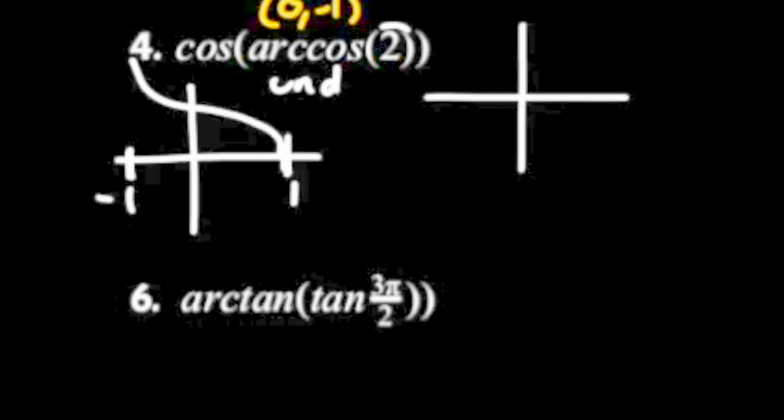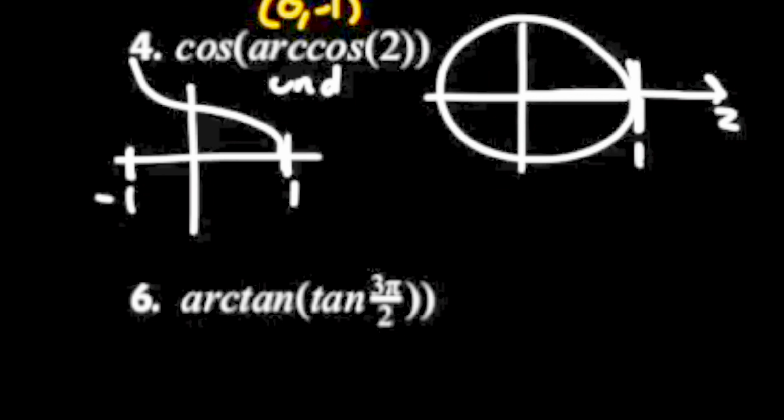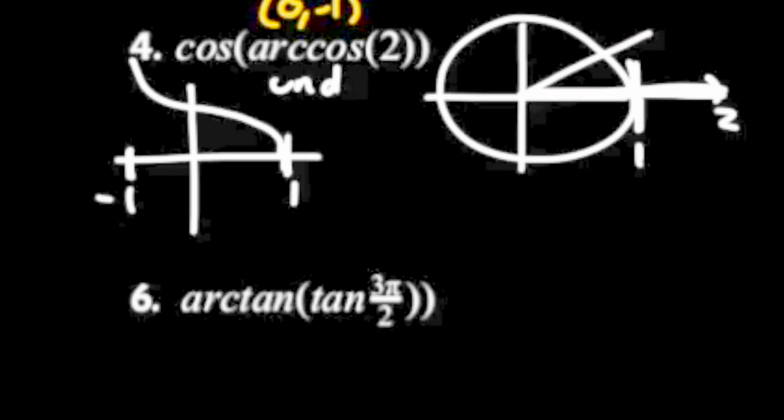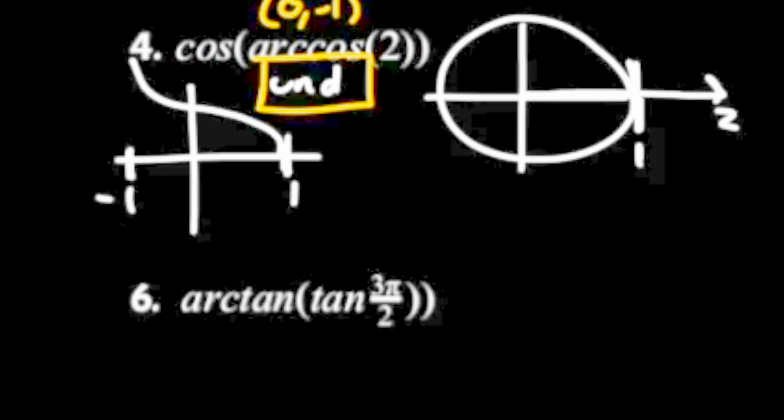This is like saying find some angle on the unit circle that has a cosine value of 2. So an x value of 2. Well, having an x value of 2 would be way out here, and the unit circle has a maximum x value of just 1. So there's no triangle that has an x value of 2 and a hypotenuse of 1 on the unit circle. Like that, it just doesn't work. So for a couple different reasons, this problem is undefined.